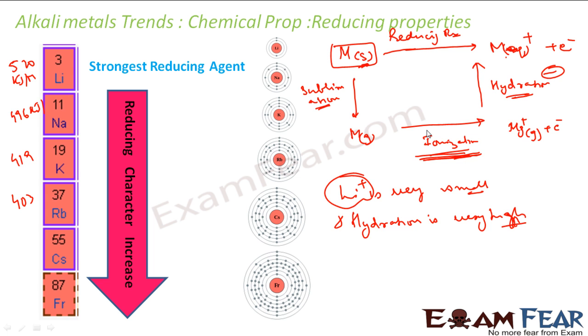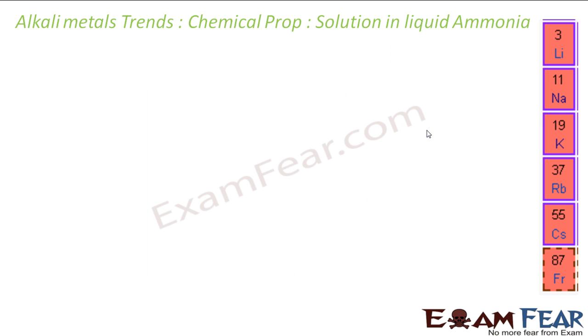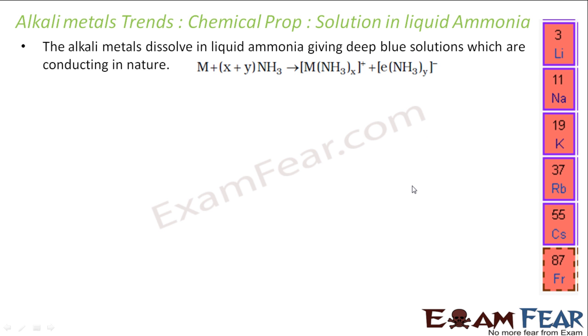Correct. So let's talk about the chemical property where we have a solution in liquid ammonia and we mix alkali metal with that. The alkali metal dissolves in liquid ammonia. All the alkali metals dissolve in liquid ammonia and they give a deep blue solution. Please note, this is a deep blue solution, and this is the reaction which happens. This is my metal and this is my ammonia, and it gives ammoniated electrons, and these are blue in color.